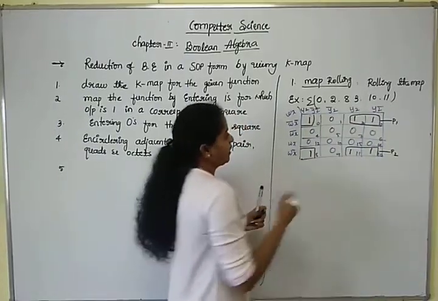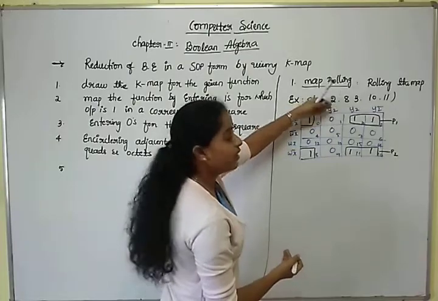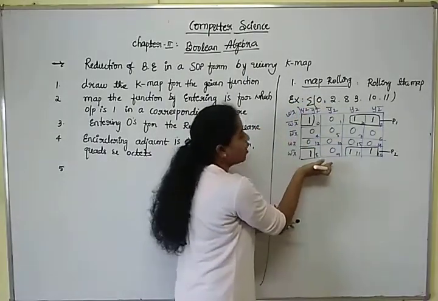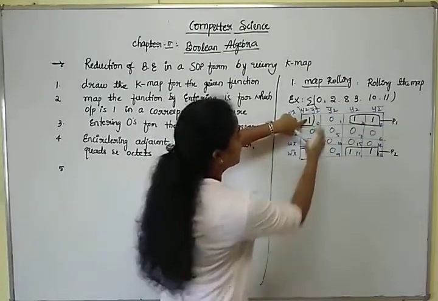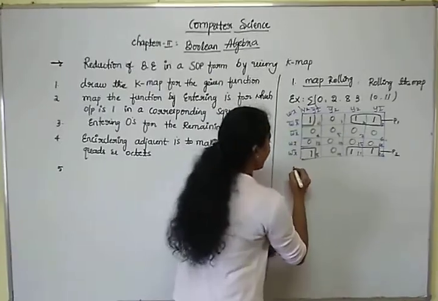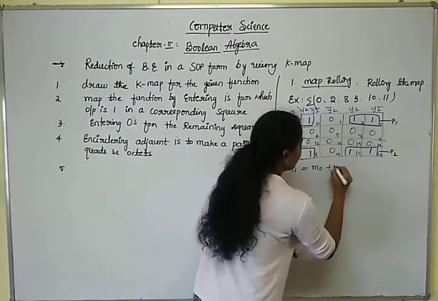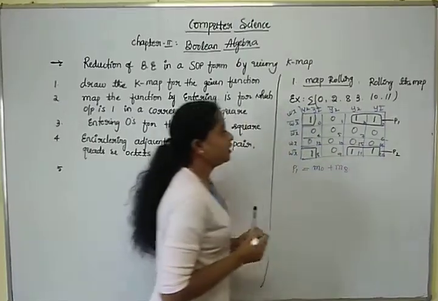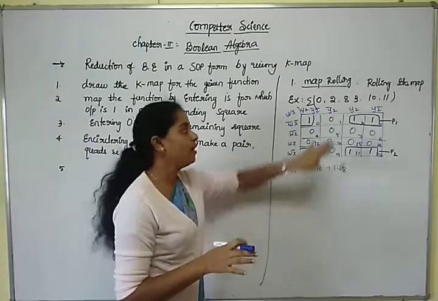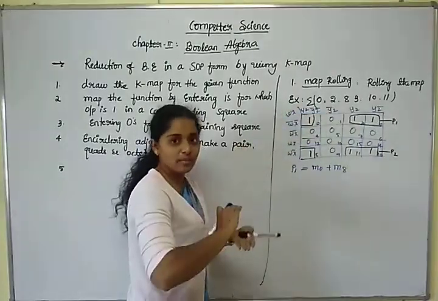When the map is rolled, the top edges touch the bottom edges, and these two groups combine to form one pair. That is, pair 1 is m0 plus m8. Here there is only one variable. In this case, there is no reduction of an expression, so we must roll the map.